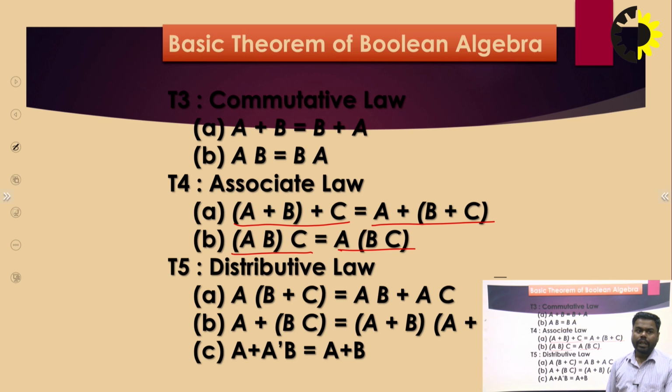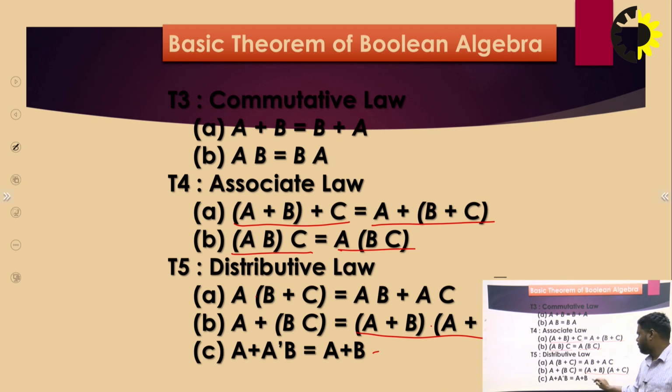Distributive law: A into B plus C is equal to AB plus AC. A plus BC is equal to A plus B dot A plus C. A plus A dash B means A plus B, because A plus A dash is equal to 1.